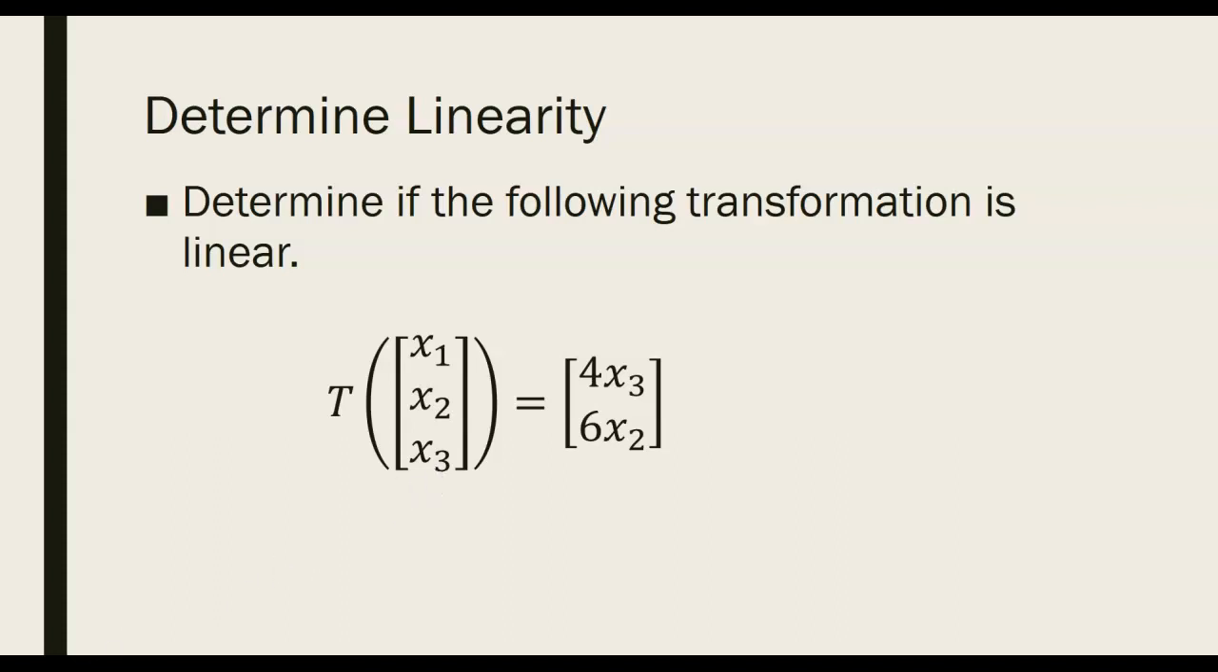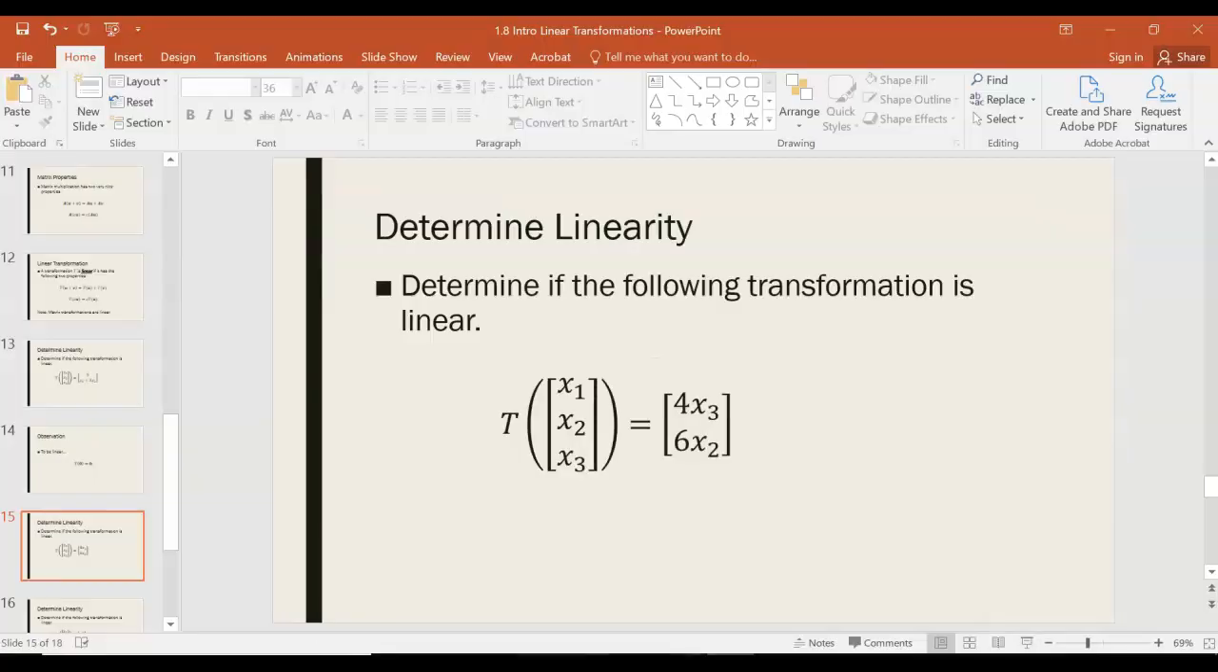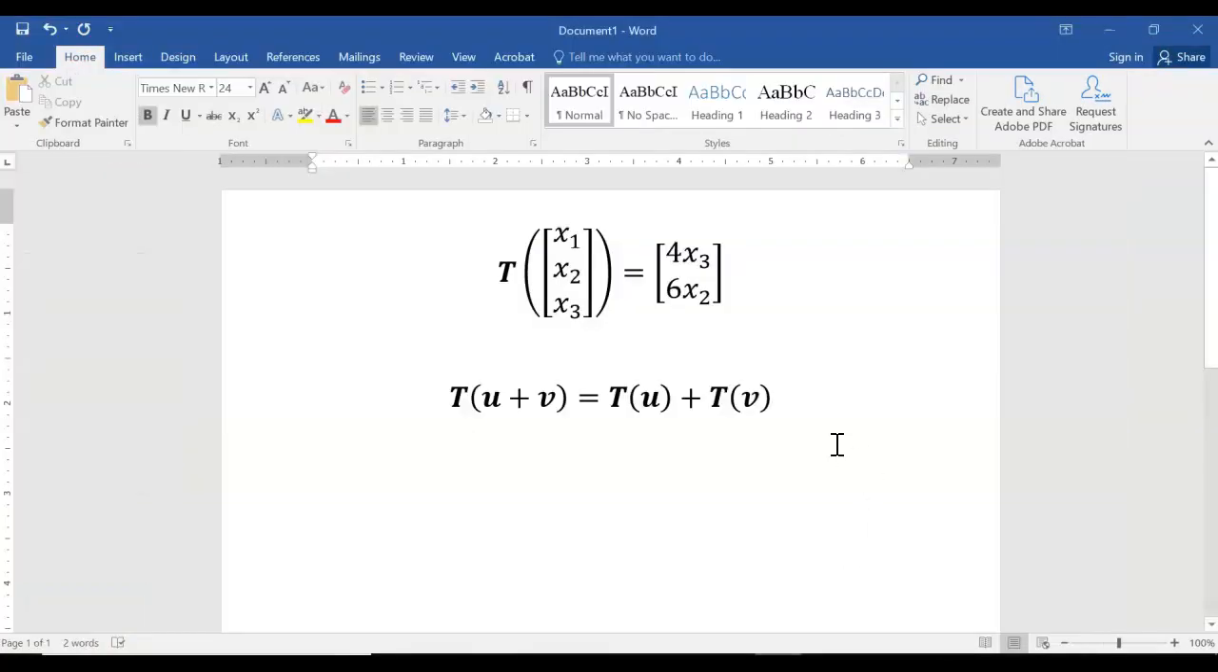Now, one thing that we have to note here, let's take this first property. First off, here's our transformation. Our transformation takes x1, x2, x3 to 4x3, 6x2. We want to show that this property holds for any u and any v that you can think of.